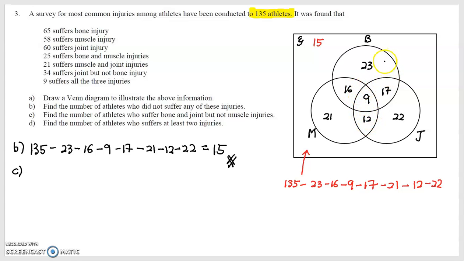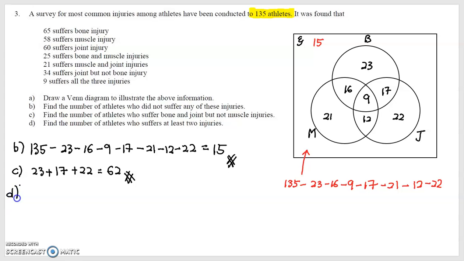Bone and joint but not muscle. So this area cannot be included. The area here means 23 plus 17 plus 22. It is better to show the calculation, so that you get the calculation marks: 23 plus 17 plus 22. Remember, you have to show the calculation.